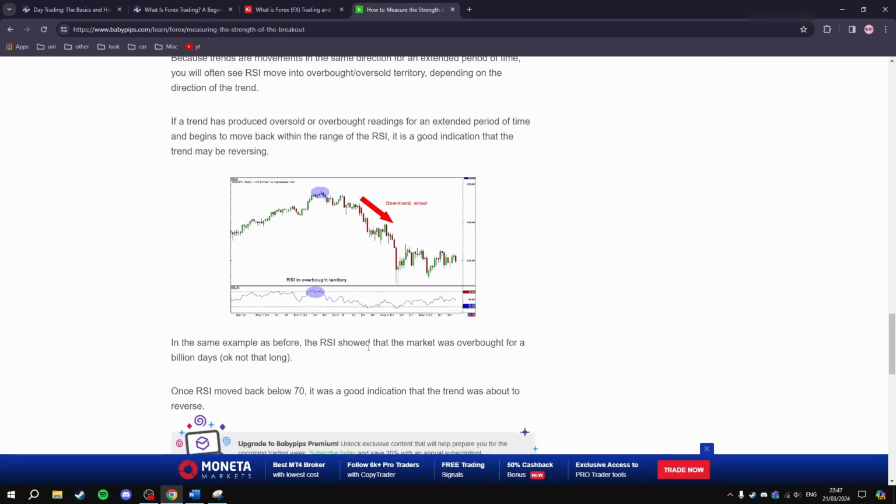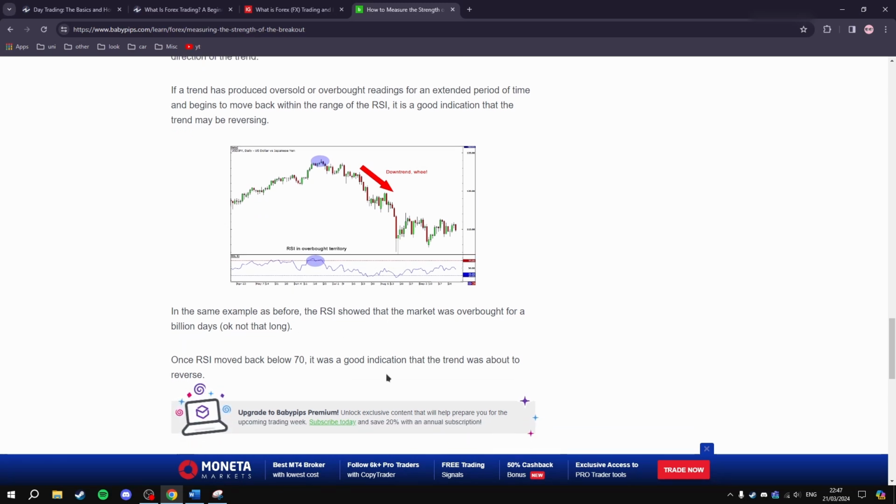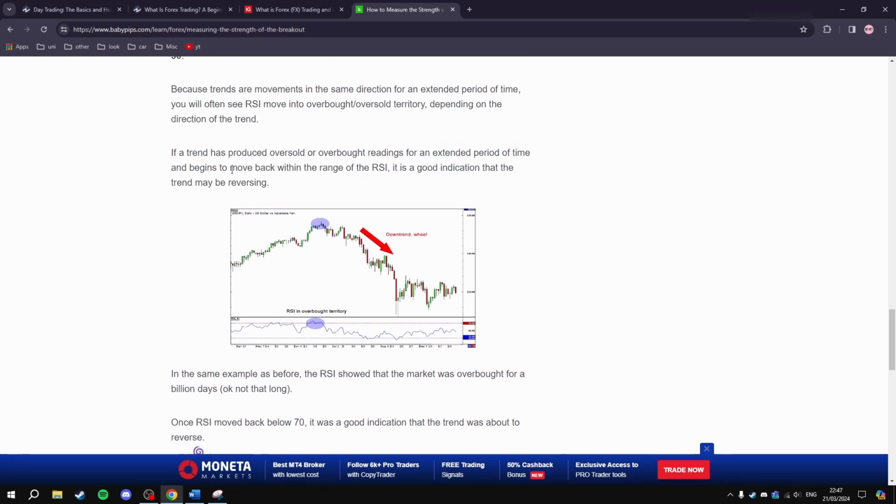In the same example as before, the RSI showed that the market was overbought for a billion days, okay, not that long. Once RSI moved back below 70, it was a good indication that the trend was about to reverse. Indication that the trend will be reversing.